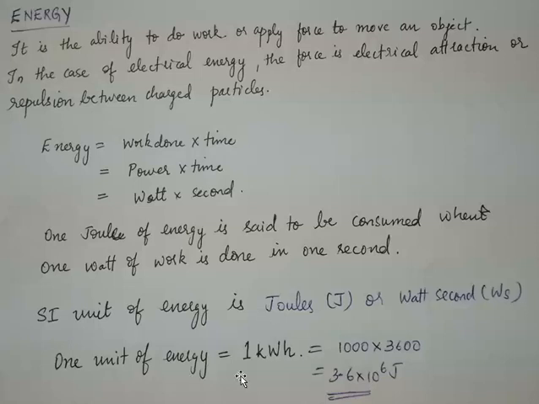1 unit of energy is equal to 1 kilowatt hour. This is important, so it is normally asked in various exams. 1 unit of energy is equal to how many joules? Just substitute 1 kilowatt is 1000 watts, and 1 hour converted to seconds, so 60 into 60, 3600. So it is 3.6 into 10 raised to 6 joules.